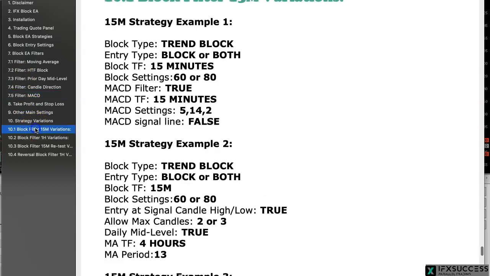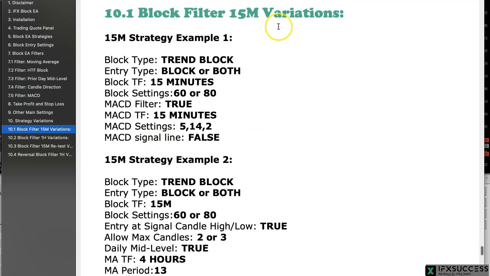And then I give you some variations and examples that you can play around with. So here, this is example number 1, a 15-minute entry. You're going to put trend block as the entry type. You can either have the block or both. Block time frame 15 minutes, setting 60 or 80, and then we can have MACD true on 15 minutes. This is very simple. It can give you a lot of entries. We already tried this. It can give you a lot of entries that are good or bad, right? And you can then pretty much scalp it. These are more like scalping entries.